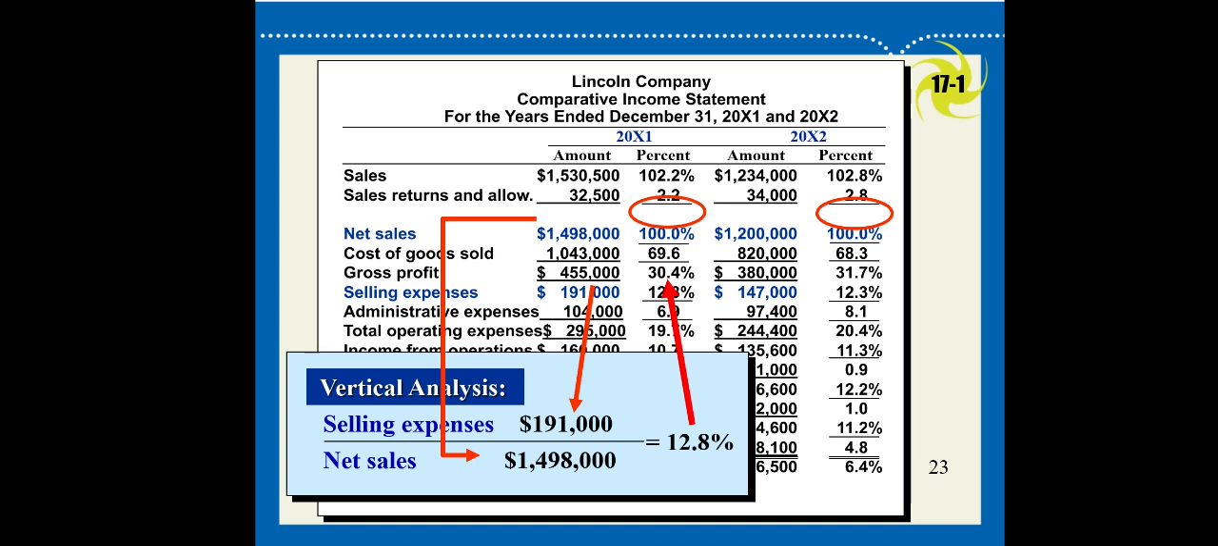And also I have told you, in this topic, you will learn 3 financial statement analysis methods. The first one is horizontal method. The second one is vertical method. And the last one is ratio analysis. I will do the lecture about ratio analysis method in week 8.